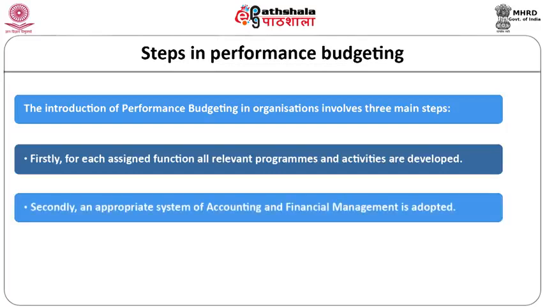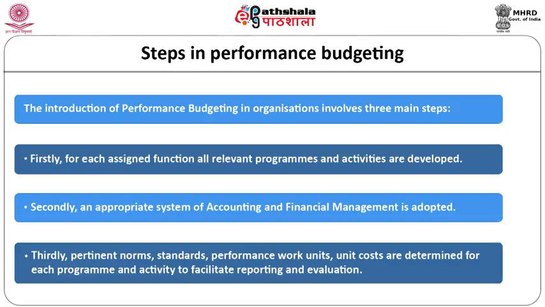The second step involves that we have to evolve an appropriate system of accounting and financial management. Not only do we have to evolve it, rather we have to adopt it. How the accounting has to be done, how things have to be recorded, and what kind of financial system suits our performance budgeting, that has to be evolved as well as established.